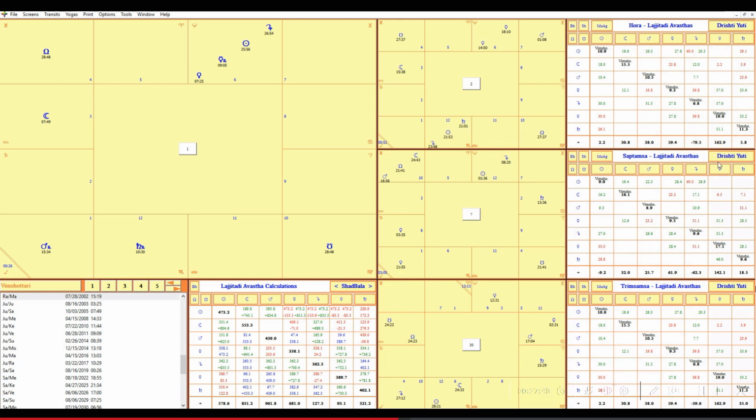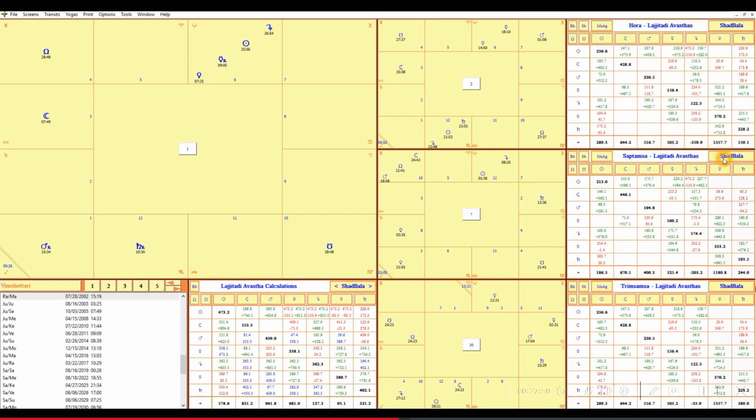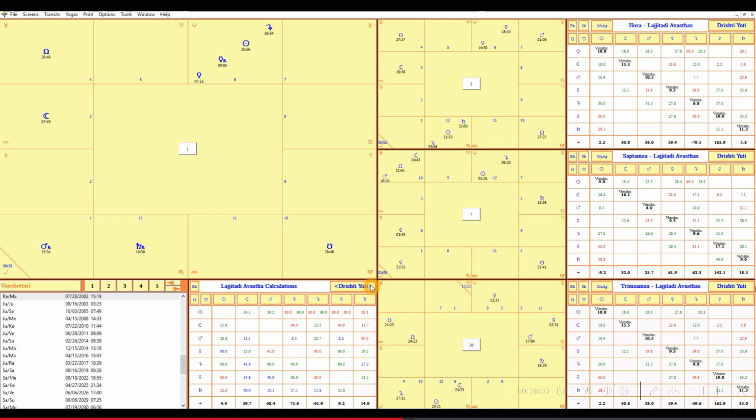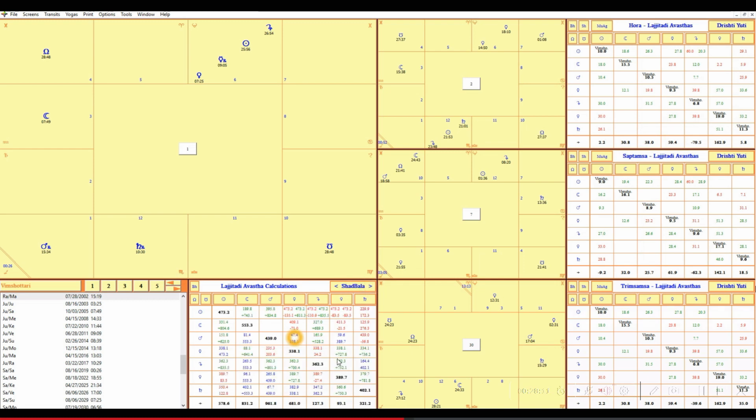On the tables on the right, we only have two options, the Drishti Yutti and the Shadbala, because those tables are more predictive centered, and so they only have those two options. There is no other option. So the values in the Shadbala and the Drishti Yutti are what are going to be the most used, that you're going to find yourself using all the time.